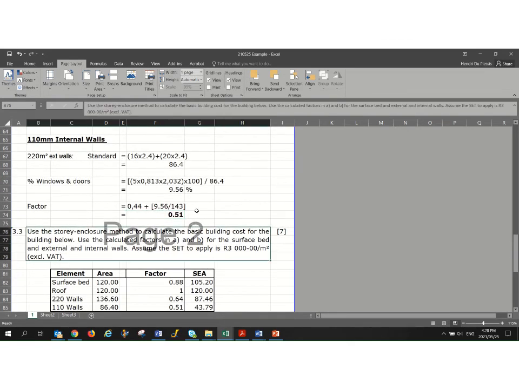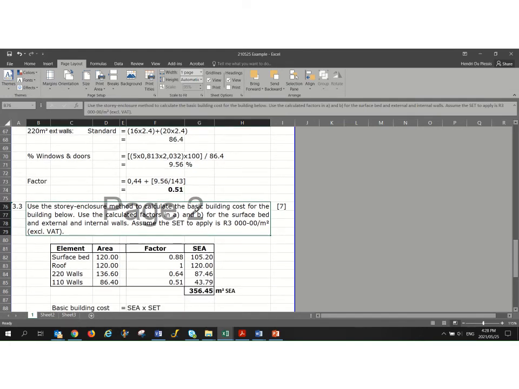And then we get to our third question, which is to use the story enclosure method, calculate the basic building cost for the building below. Use the calculated factors in A and B for the surface bed and external and internal walls. Assume the story enclosure tariff to apply is 3,000 Rand per square meter. Okay, and this is excluding VAT.